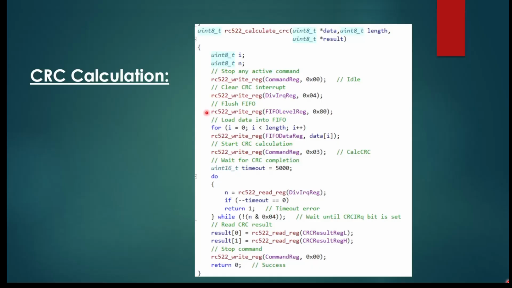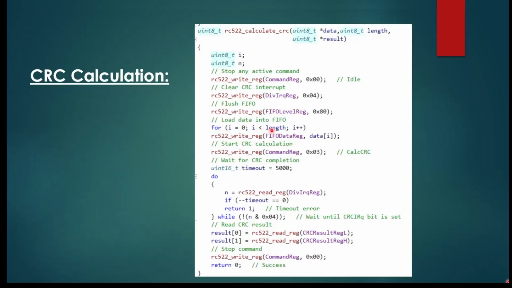Next, we're going to send the data. We want the card reader to calculate the CRC. So what we do, we just flush the FIFO to make sure we don't have anything there. After doing that, the next thing we do is send parameter by parameter using this loop. We gave it the data, and the length comes from the inputs to this routine. So we go ahead and write to the FIFO data register, we send all our data.